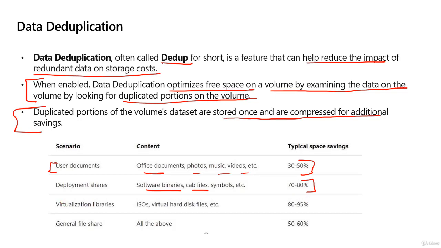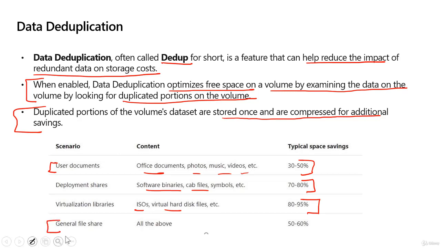If you have virtualization libraries where you just store content that you use to create images, so if you have ISO files, virtual hard disks, that type of content, 80 to 95% space savings. And you're talking with these ISO and virtual hard drives, individually, each one is going to be several gigs. So if you have lots of ISO files, lots of virtual hard drives, you have an enormous space savings.